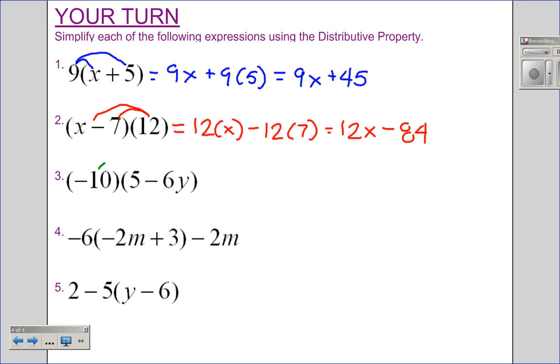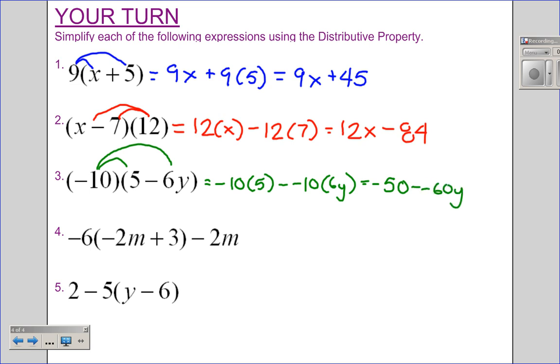Let's look at number 3. I'm going to distribute this negative 10 to both the 5 and the minus 6y. So this is going to tell me that I have negative 10 times 5 minus negative 10 times 6y. Negative 10 times 5 is negative 50. Negative 10 times 6y would be a negative 60y. But because that's a minus a negative, I can make that plus. So negative 50 plus 60y. Also acceptable would be 60y minus 50. And that's actually the preferred answer. It would be with the variable in the front.